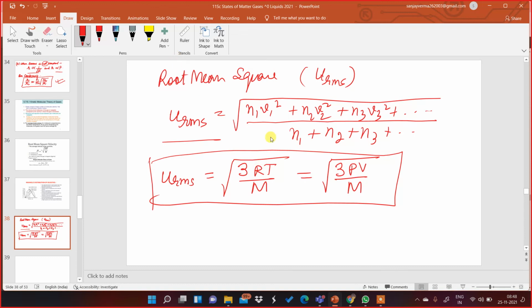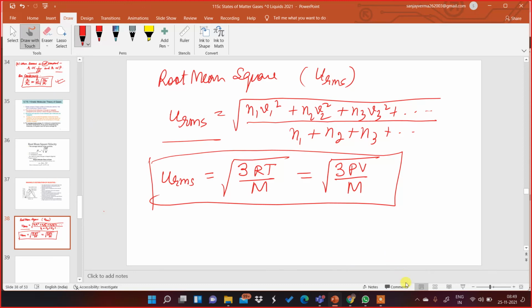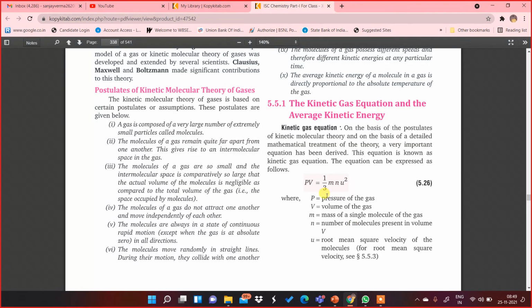Now moving to the textbook. Here PV is equal to 1/3 mnu square. Small m stands for the mass of a single molecule of the gas, and small n stands for the number of molecules present in volume V, and this U stands for root mean square velocity of the molecules.